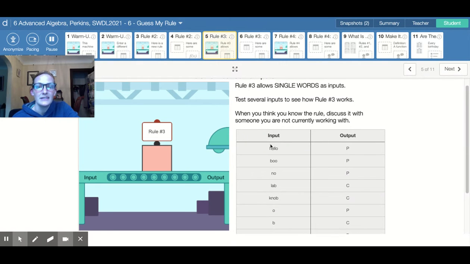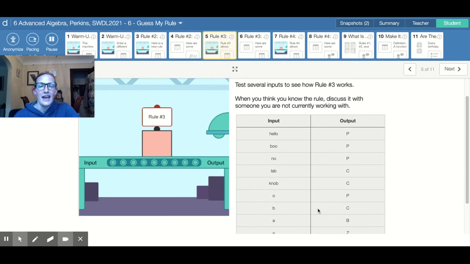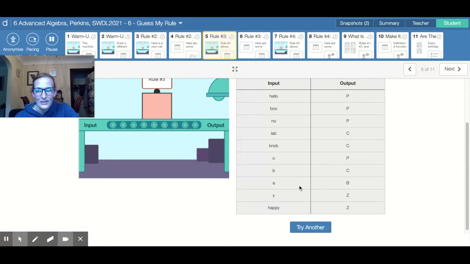Rule 3, here you put in a word, and it gives you a letter. Notice I put in hello, P; boo, P; no, P; lab, C; knob, C. And then I thought, hang on, I feel like there's a trick. It turns out if you plug in O, you get out a P. You plug in B, you get out a C. A, you get out a B. Y, you get out a Z. So what it's doing is taking the last letter and finding the next letter in the alphabet. Happy ends in a Y, it kicked out a Z. Cool.